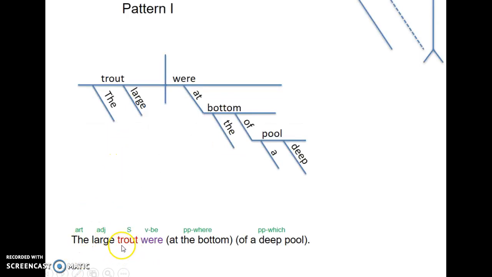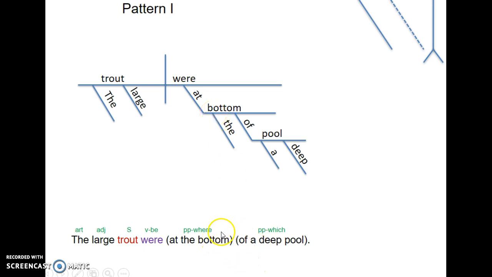Okay. Our subject here is trout. And then we have a be verb and 2 prepositions and a couple of modifiers. So we can say almost immediately, subject, be verb with nothing else basically on that main line makes this a pattern 1. So then we can put in our article and adjective to modify trout. And then we're doing our prepositional phrases. At the bottom is answering the question where, so it goes below the verb. Again, preposition on the slant, noun on the horizontal, definite article goes below.